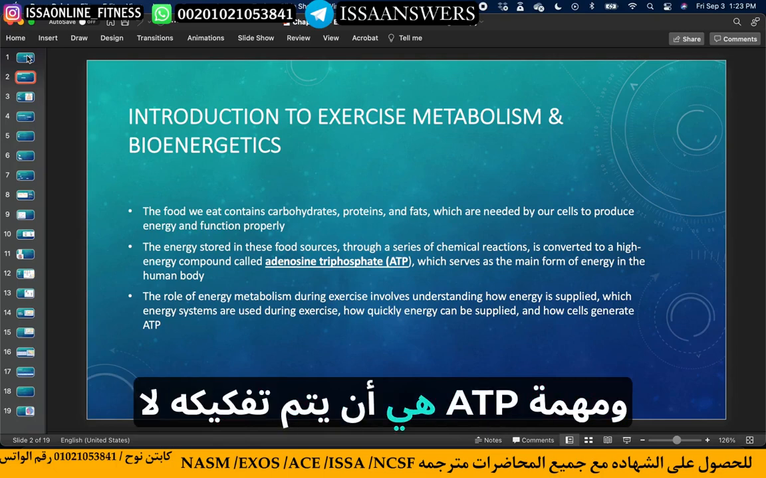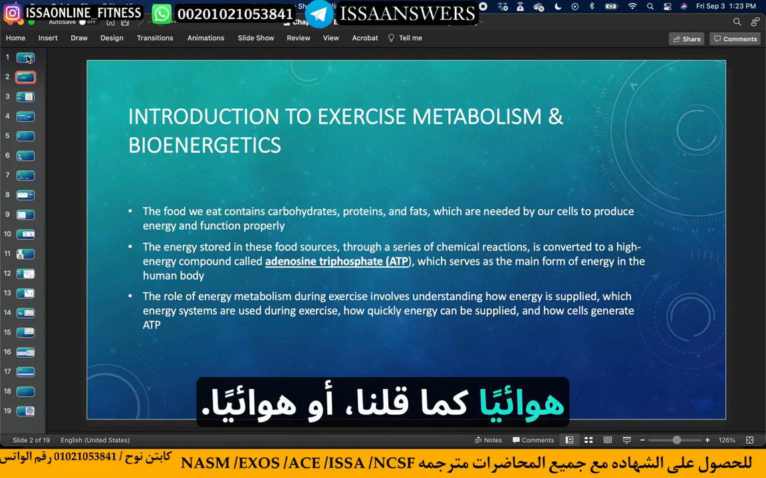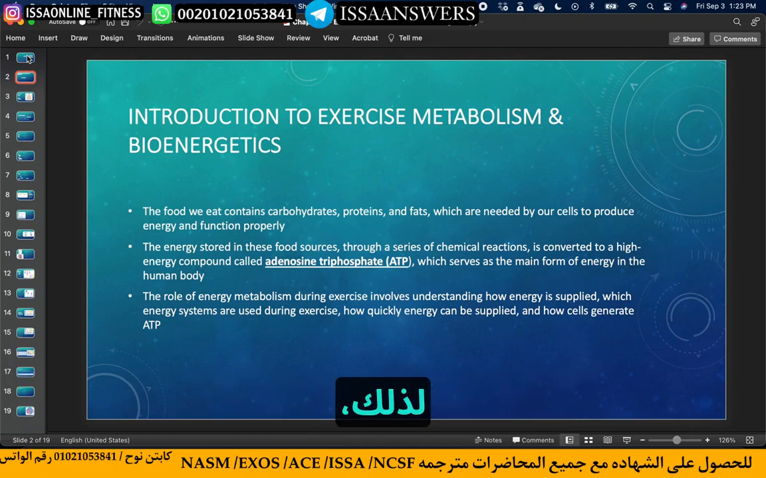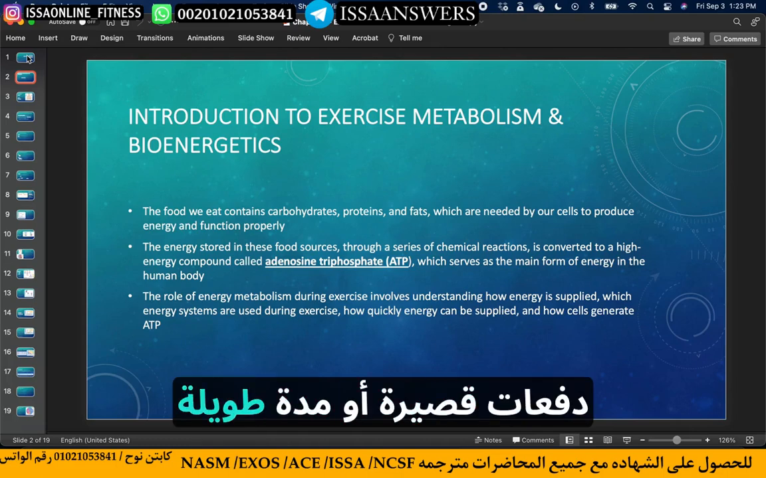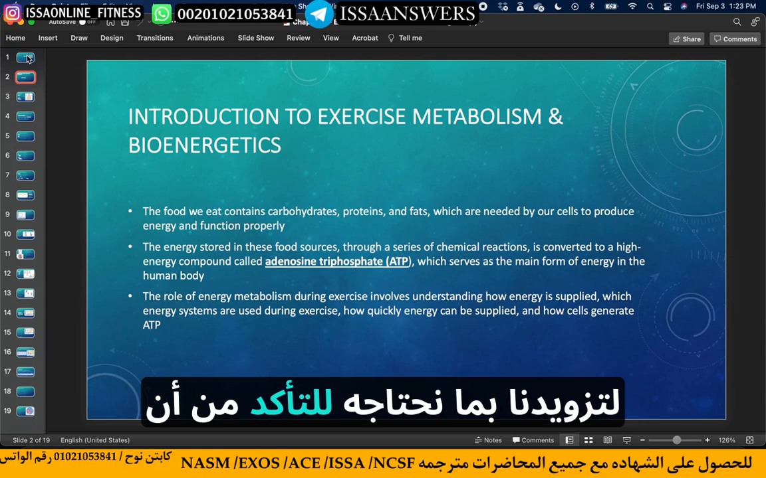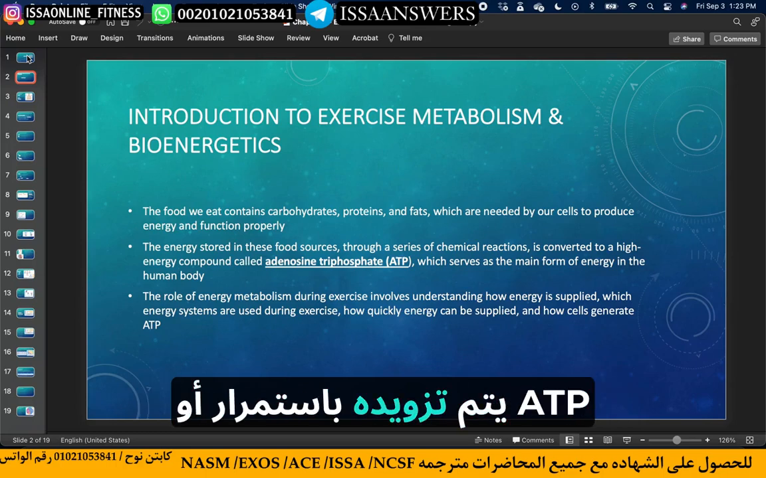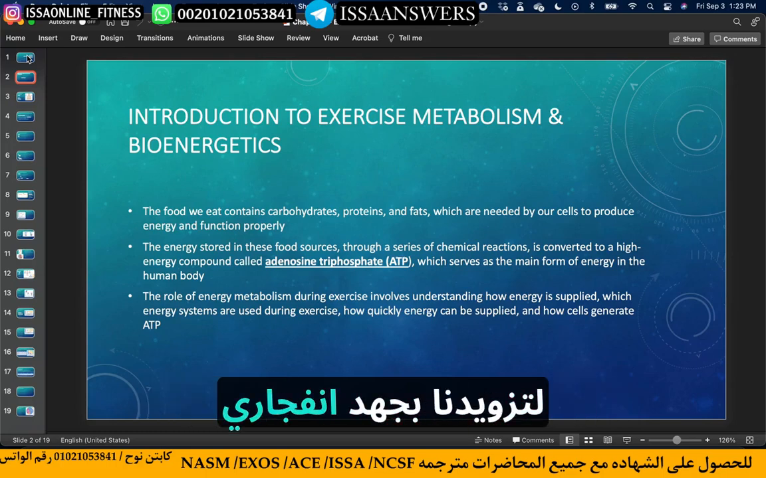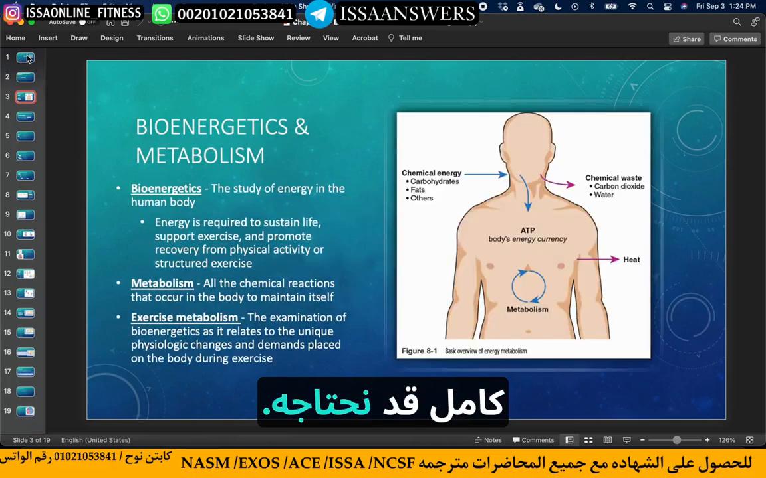And ATP's job is to be broken down anaerobically, like we said, or aerobically, so short bursts or long duration, to make sure that ATP is constantly supplied, or to give us an explosive all-out effort that we might need.